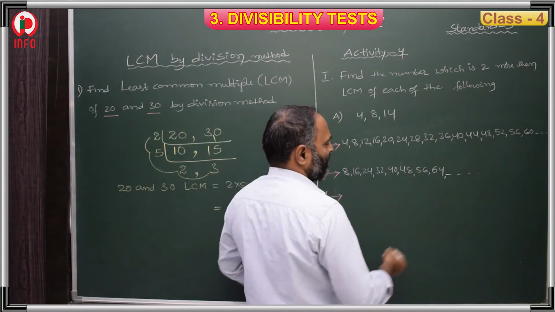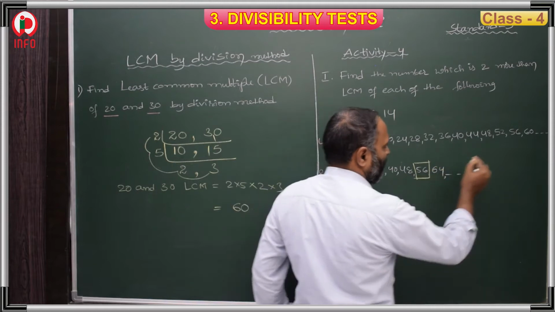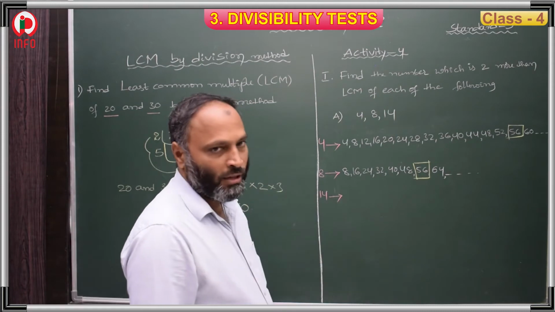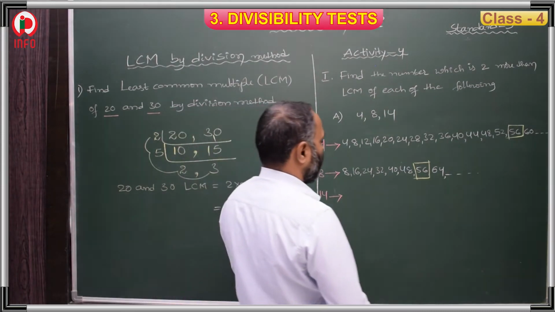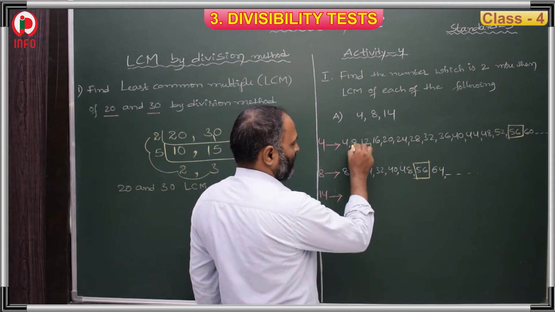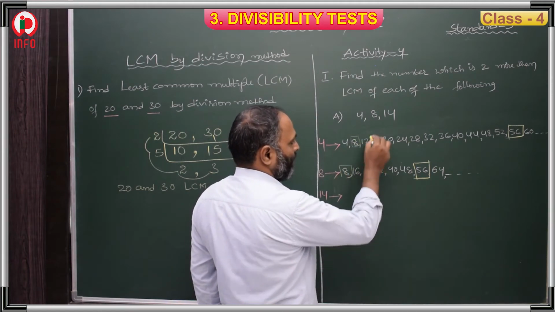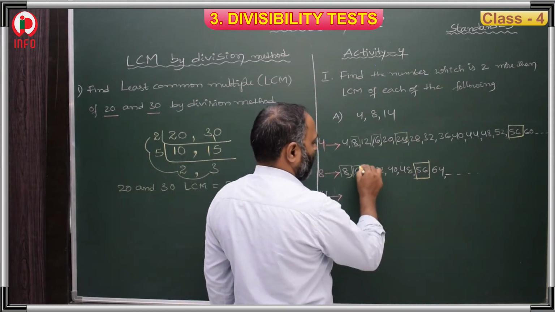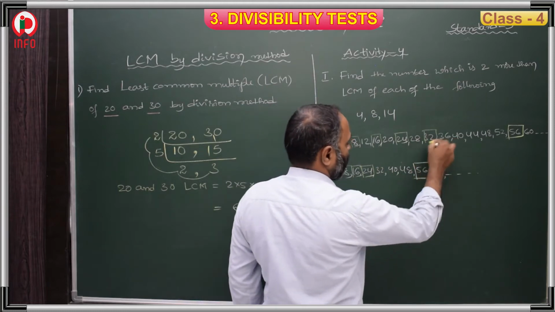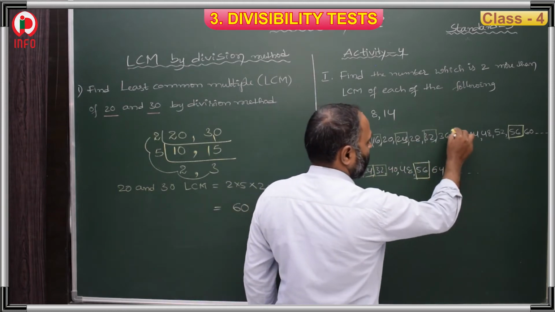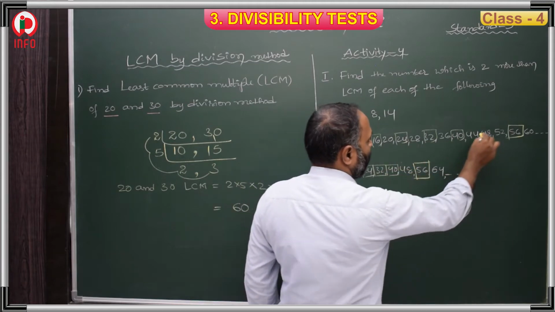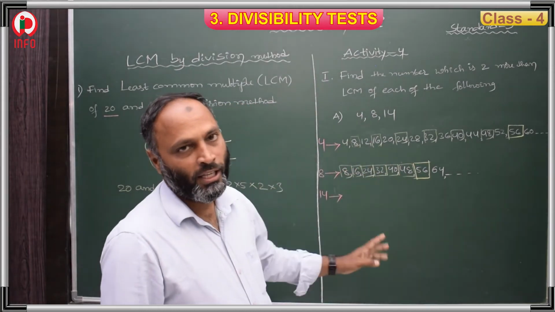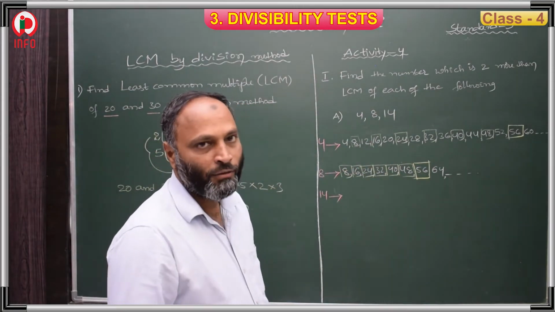Why? Here 56 and here 56 came. This is common. Let us check: here 8 is common, here 16 is common, 24 is there in both, 32 is there in both, 40 is there in both, 48 is there in both. It means whatever is in the 4 table is all there in the 8 table. Now we have to check in the 14 table.